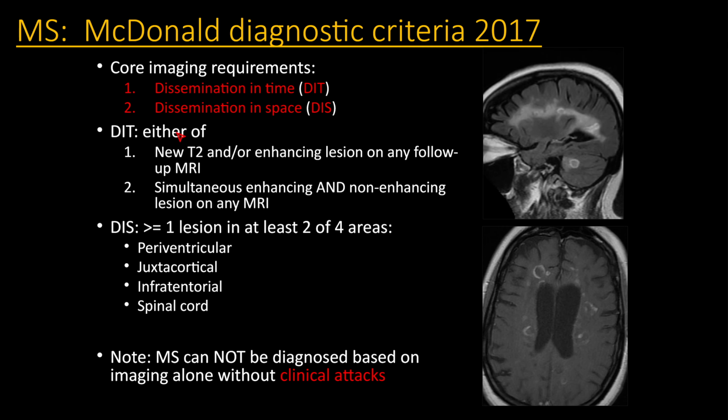Now, one thing to note is just meeting the core imaging requirements does not equal MS. MS cannot be diagnosed based just on imaging without clinical attacks. And then how much clinical attacks you need and how to actually diagnose MS is not something we as radiologists concern ourselves with. We as radiologists need to be able to tell whether it's dissemination in time and dissemination in space. So we don't diagnose MS, we just tell clinicians whether it is dissemination in time or dissemination in space.